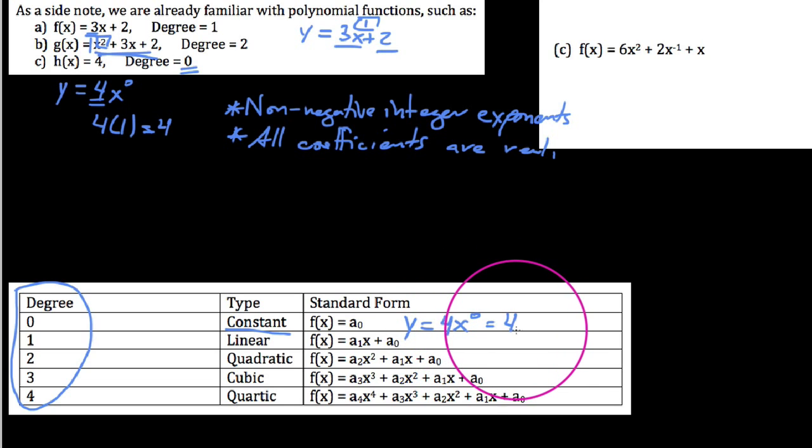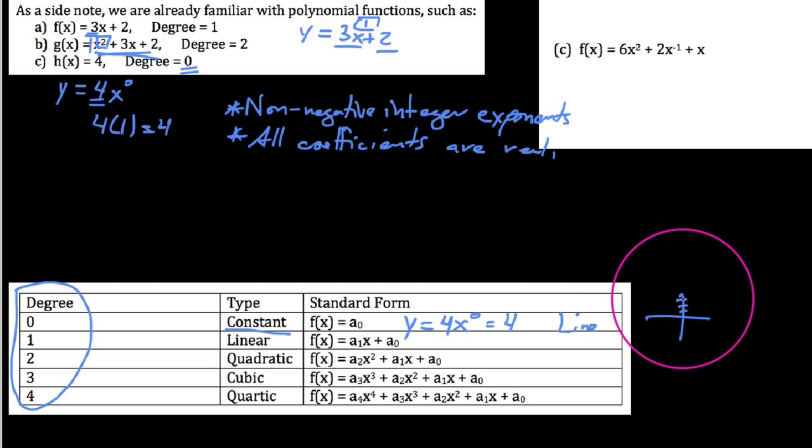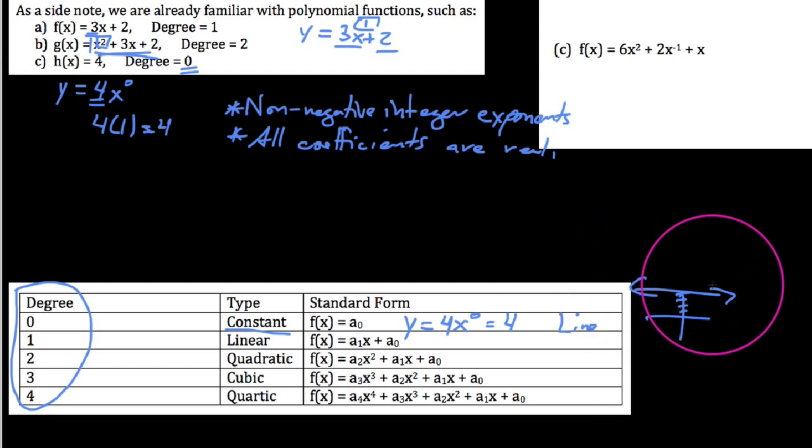So we get y equals 4. This would be considered a constant function, and it's the graph of a line. We call it a constant function because imagine this: the graph of y equals 4 is just always at a height of 4. Whereas a linear function is a first degree thing, so whenever the highest exponent is 1, like a sub 1 x plus a sub 0. This would be like y equals 2x plus 1.